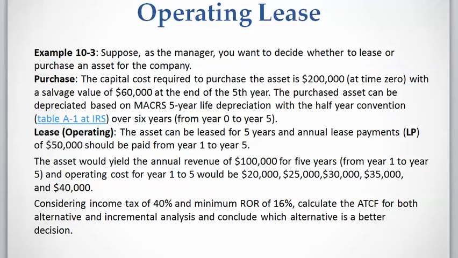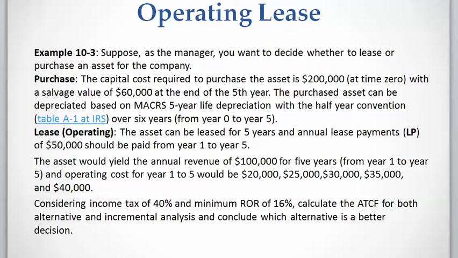So let's work on this example and see how the lease calculation works. Assume as a manager you want to decide whether to lease or purchase an asset. The capital cost required for the asset is $200,000. At present time, the salvage value is going to be $60,000 at the end of year 5.